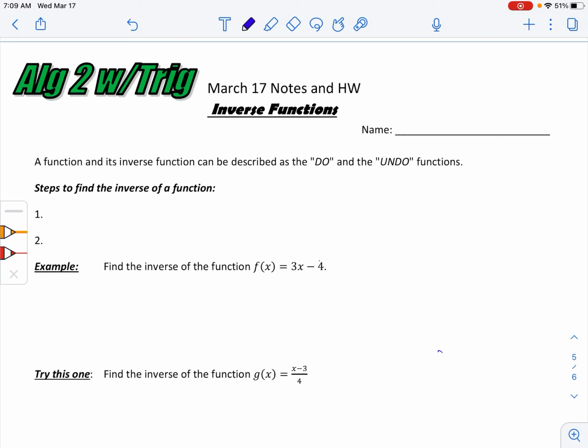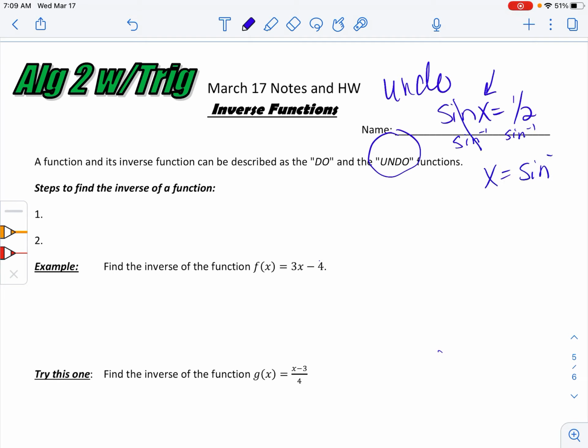Inverses are how you undo a function, like sine x equals 1/2. We want to figure out what angle created this answer. We're going to inverse sine both sides. That really cancels that out. And x equals sine inverse of 1/2. Okay? And we can put that in the calculator. So our operation is do, our inverse is undo.